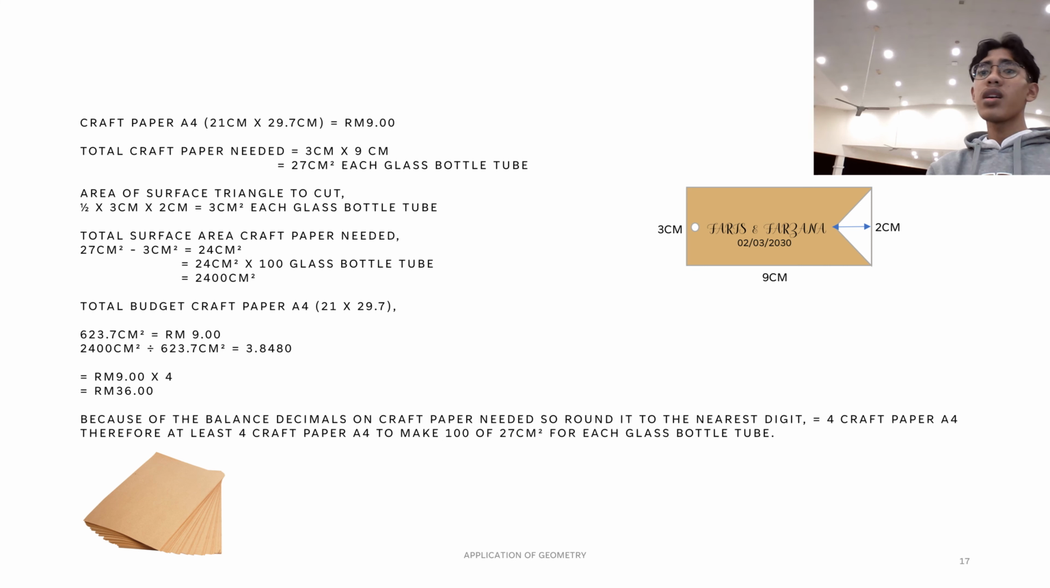Therefore, we can say at least 4 craft paper A4 to make 100 pieces of 27 cm square for each glass bottle tube. Finally, we can calculate the total budget of it, which is RM9 multiplied by 4 craft paper A4, and we finally get 36 ringgit as the total budget for craft paper A4 for 100 glass bottle tubes.